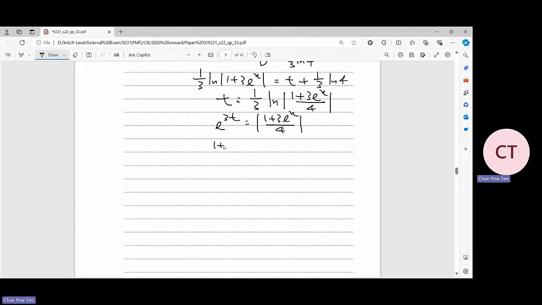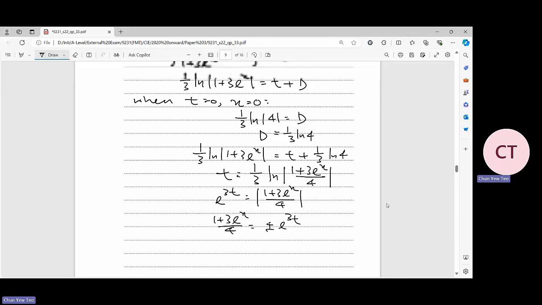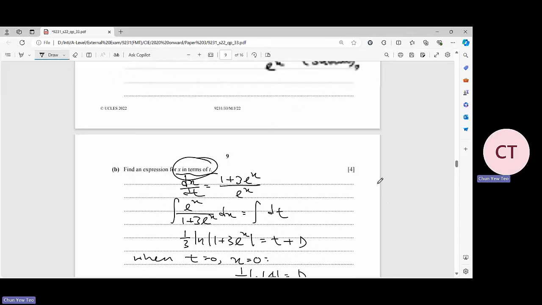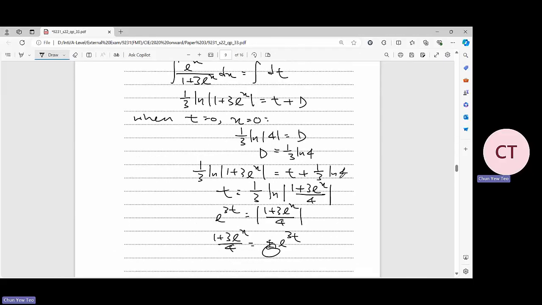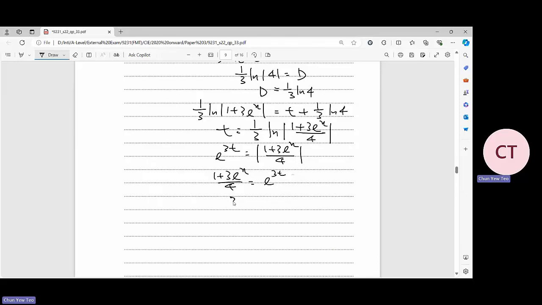So 1 plus 3e power x over 4 is either positive or negative e power 3t. But the negative, we will ignore, because if you accept negative, it will not be able to fulfill the initial value, x equal to 0, t equal to 0. So the negative needs to be ignored. But over here, the mark scheme didn't explain. Just straight away consider this as positive directly. So over here, you will get 3e power x equals 4e power 3t minus 1.